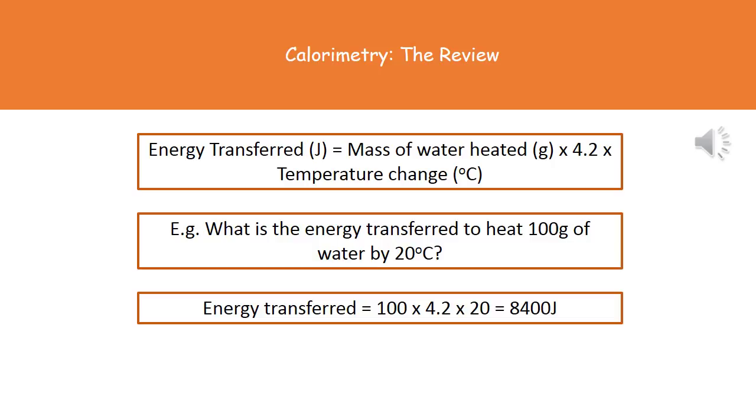So I've given you an example here of the kind of thing that you might be asked. And the question there is, what is the energy transferred to heat 100 grams of water by 20 degrees C? So all we do is we put those numbers into our calculation, which we find on page 2. And the answer there would be 100 times 4.2 times 20. And that gives us our answer of 8,400 joules.